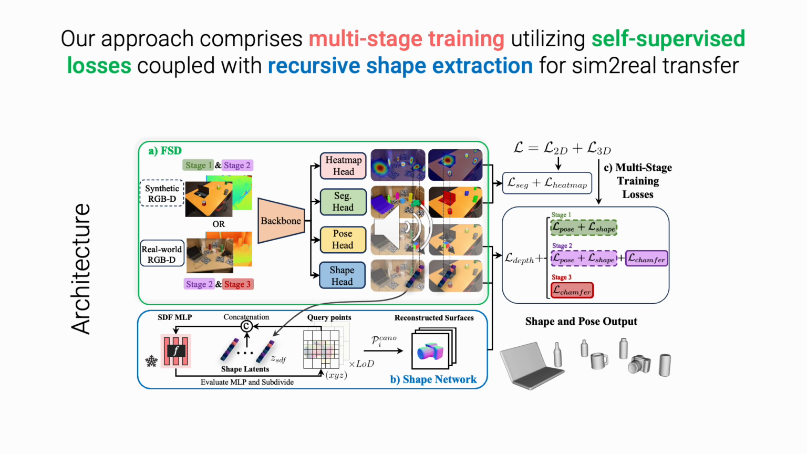Concretely, given a single view RGB-D observation containing an image and a depth map, our method FSD infers a 6D pose, 1D scale and 3D shape as SDF for each detected object.